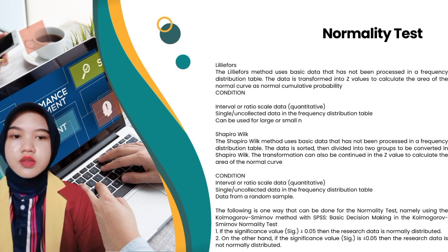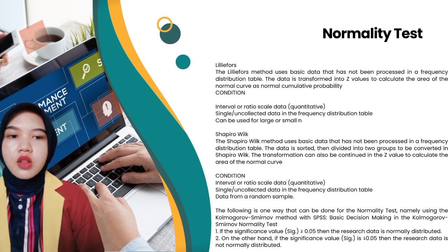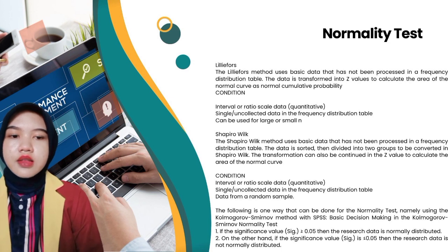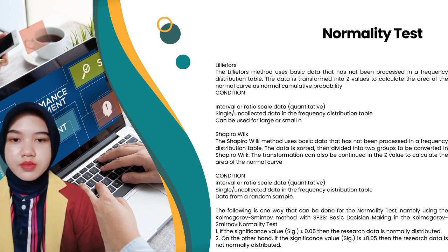The following is one way that can be done for the normality test, namely using the Kolmogorov-Smirnov method with SPSS. Basic decision making in the Kolmogorov-Smirnov normality test: 1. If the significance value (Sig.) is greater than 0.05, then the research data is normally distributed. 2. On the other hand, if the significance value (Sig.) is less than 0.05, then the research data is not normally distributed.